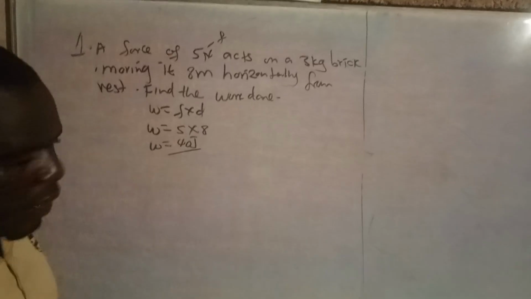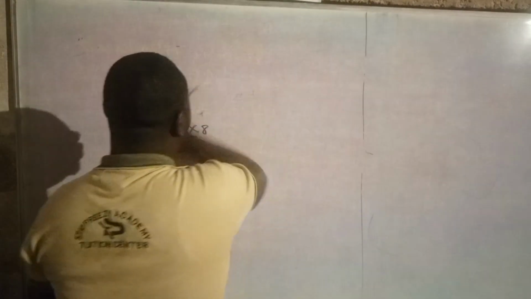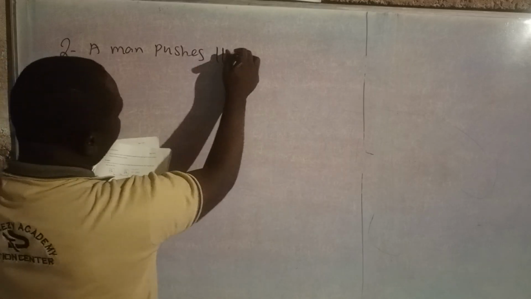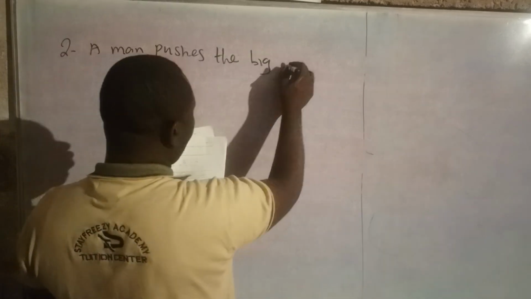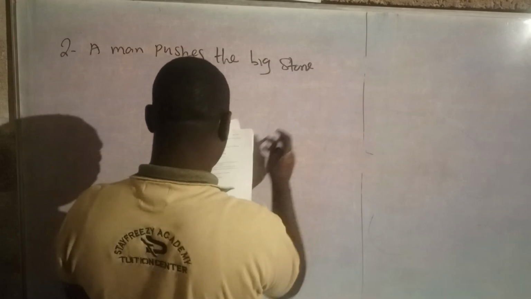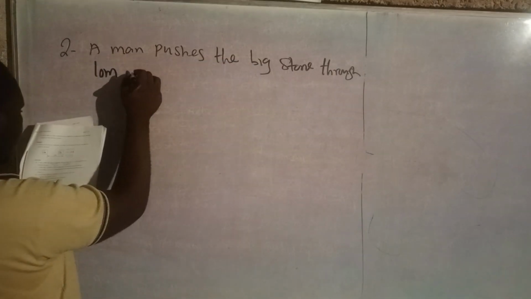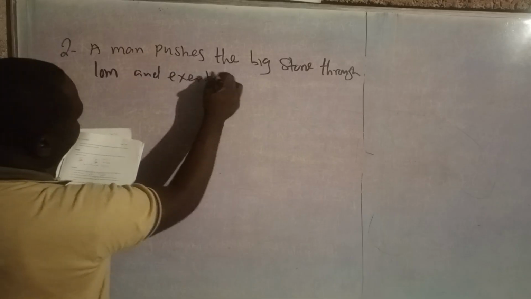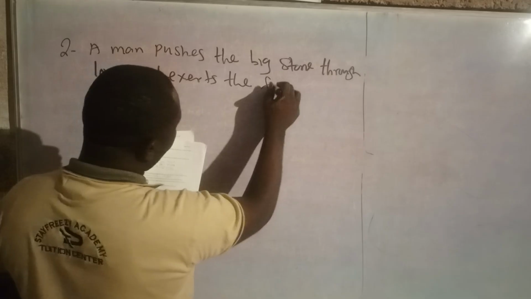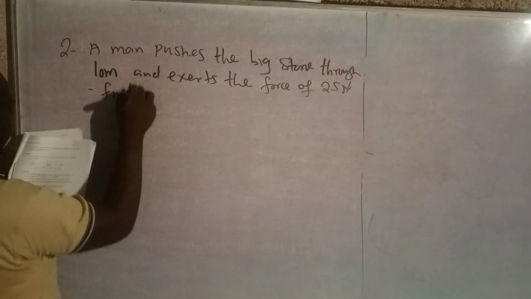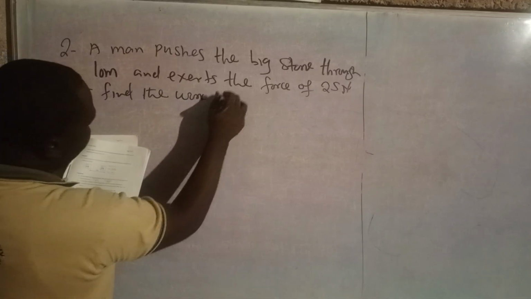Okay. Then I'll go to the next question, question 2. A man pushes the big stone through 10 meters and exerts the force of 25 newtons. Find the work done by the man.